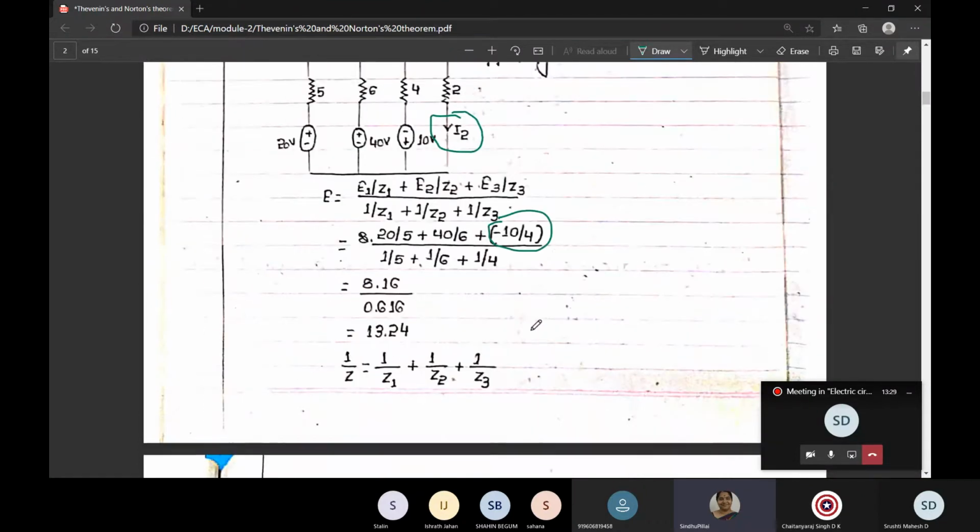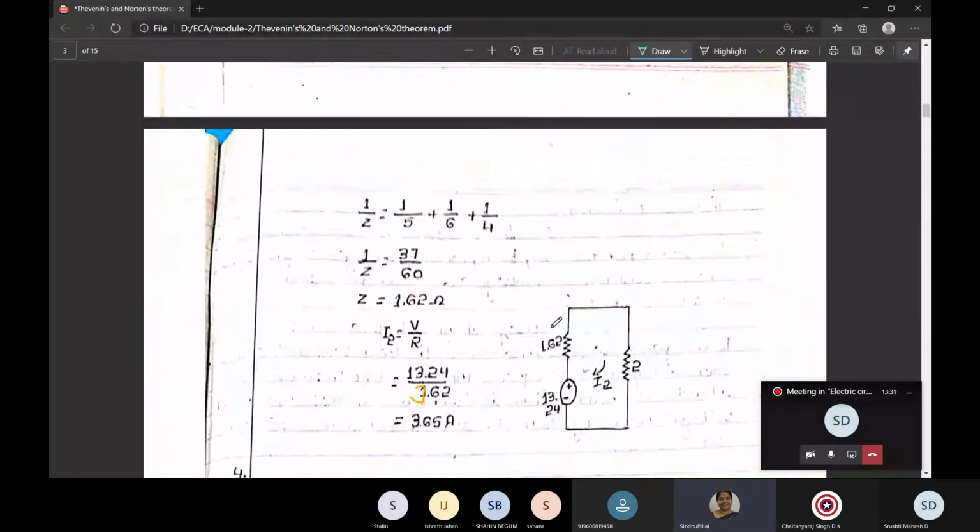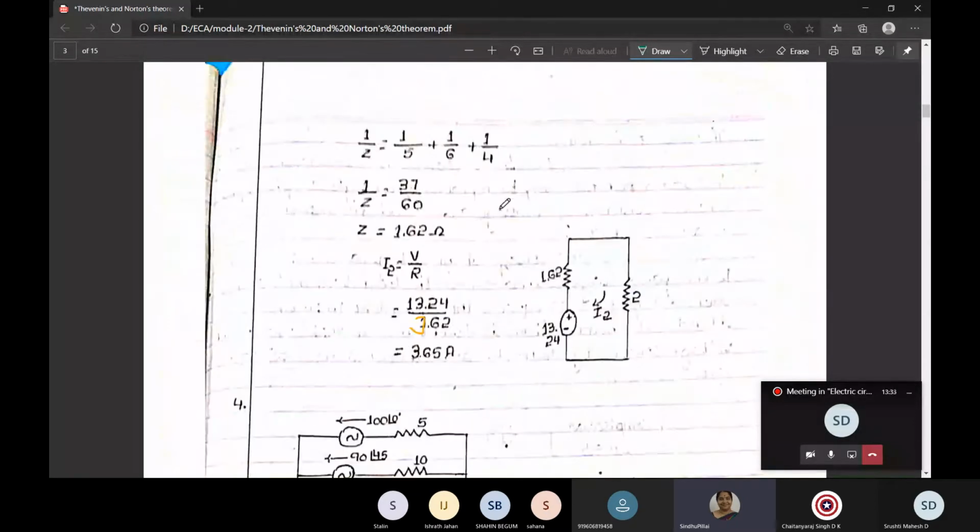What they have told is, you have to find the current I2 across the 2 ohm resistor. After finding the equivalent voltage and its resistance, you have to draw the equivalent circuit. Next, we have to find the current here. You will not go with the voltage, only the current you have to find. So it is nothing but the voltage divided by resistance. It is 13.24 divided by 3.62. So that is the current you get, the current through the 2 ohm resistor.